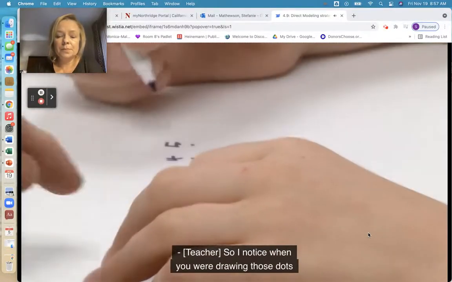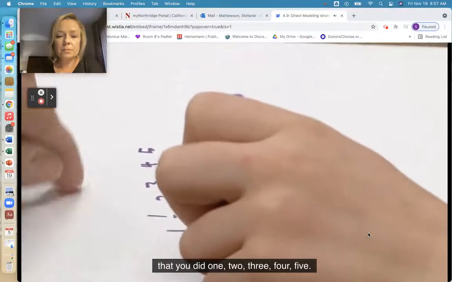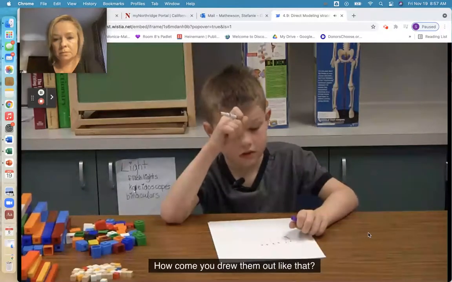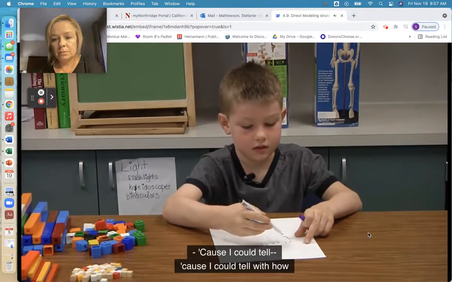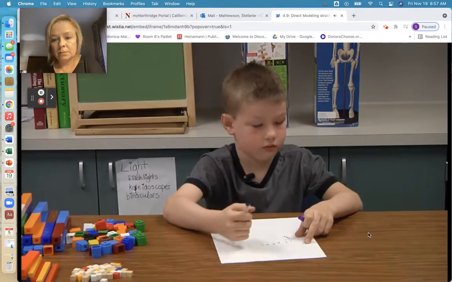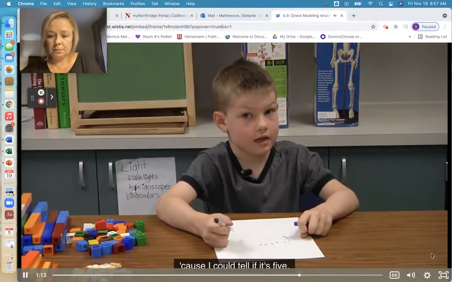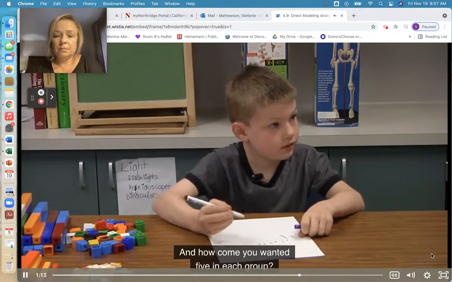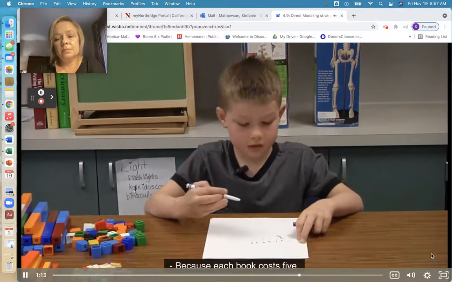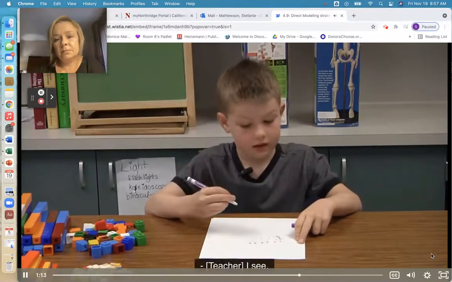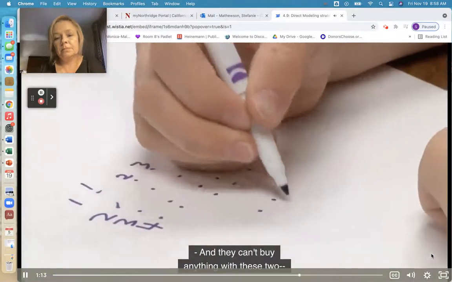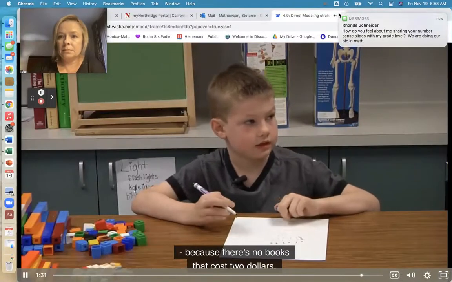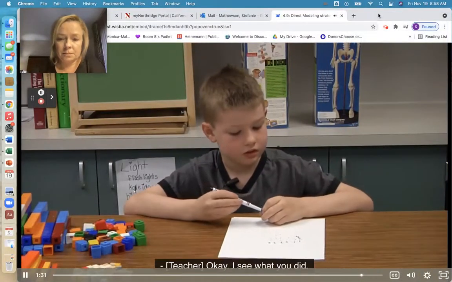So I noticed when you were drawing those dots that you did 1, 2, 3, 4, 5, and you did like that. How come you threw them out like that? Because I could tell if it's 5. Okay. And how come you wanted 5 in each group? Because each book cost 5. I see. And they can't buy anything with these 2. Uh-huh. Because there's no books that cost $2. Okay. I see what you did.